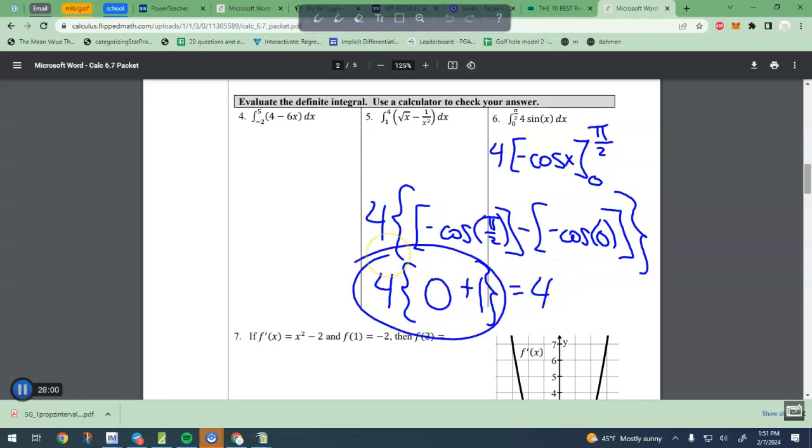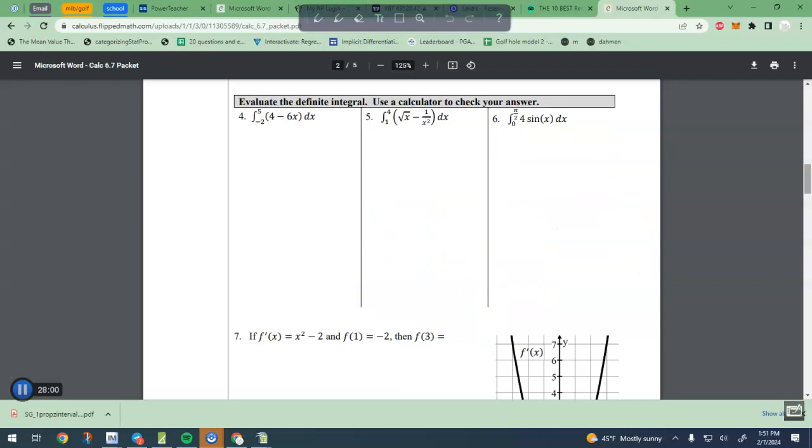But like this is not wrong. That's an acceptable answer also. Pretty sure you guys can do 0 plus 1 and 1 times 4, but you never know. It's a long day. Yeah. Question on 6? Alright, 7 is different. 7 is harder.